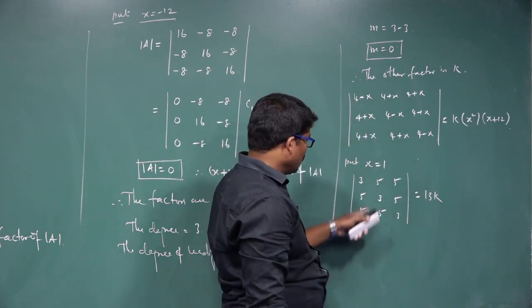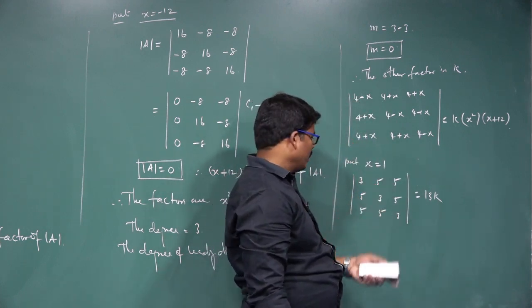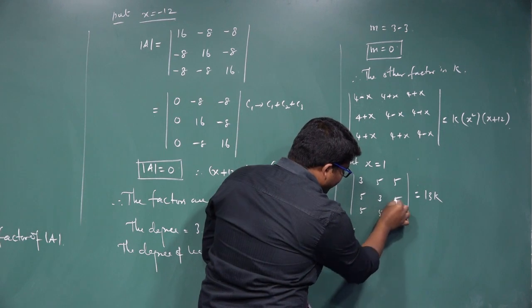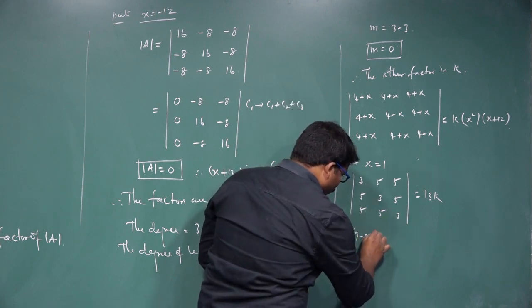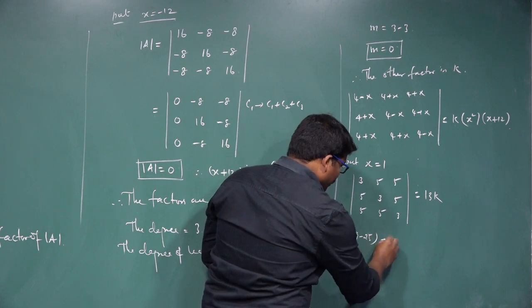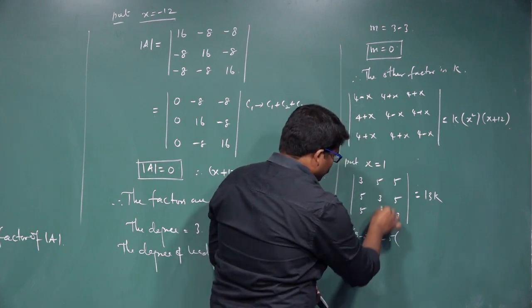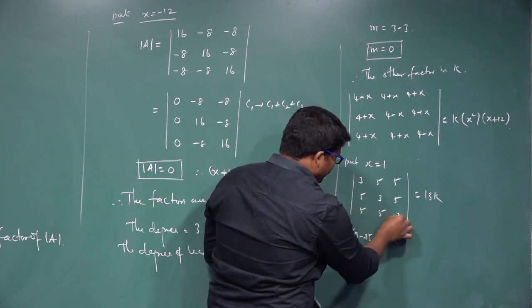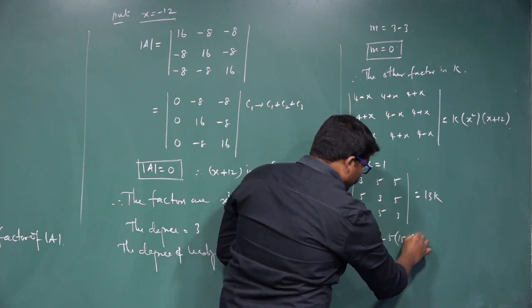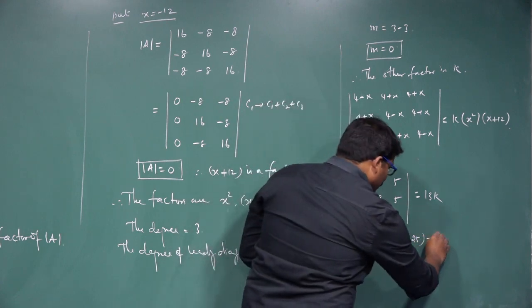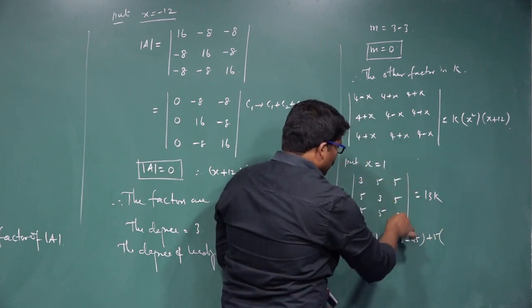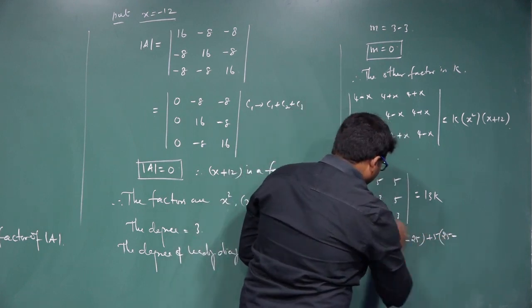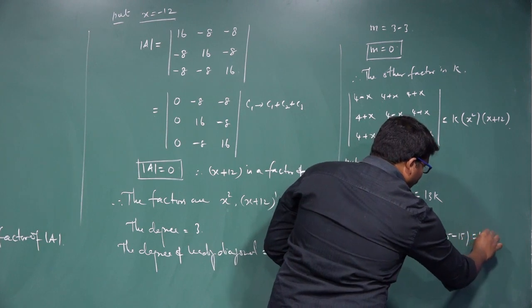Now expanding the determinant row wise. First, take the element 3: 3 into 3 3s are 9, minus 25. Minus 5 into taking element 5, column and row eliminated, getting minor matrix 5 5 5 3: 5 3s are 15 minus 25. Next, plus 5 into taking the element 5, getting the minor matrix 5 3 5 5: 25 minus 15, equal to 13k.